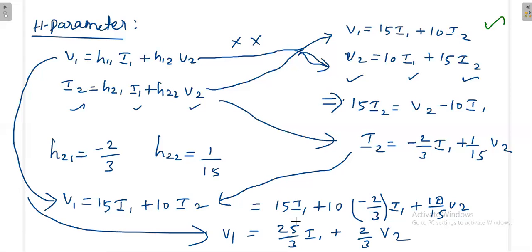So we can directly pick up the values. What are the values? Now H11 is equal to 25 divided by 3. Then H12, H11 directly we are getting, then H12 value is 2 by 3.